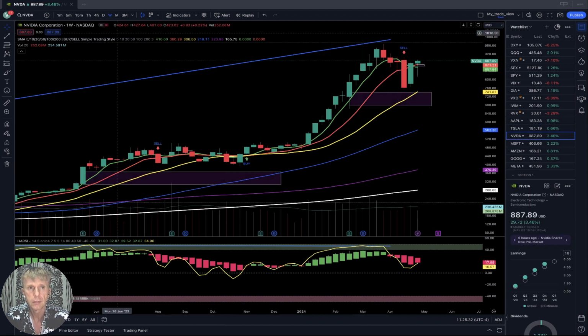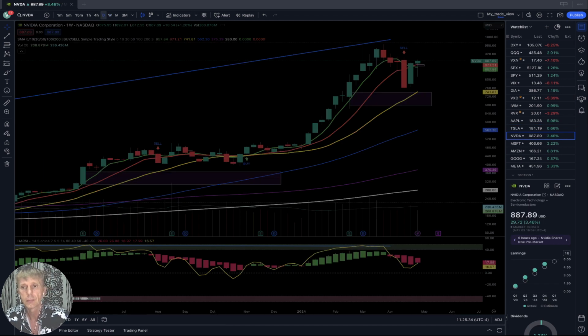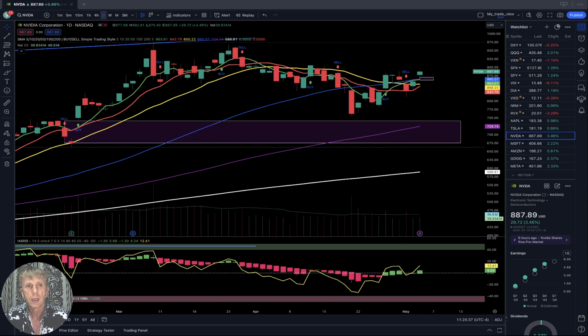Nvidia. Let's start daily, right? Nvidia daily. Last bar still above all moving averages, bullish trend.